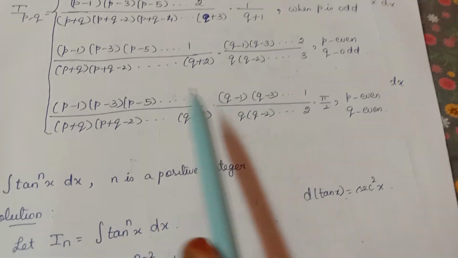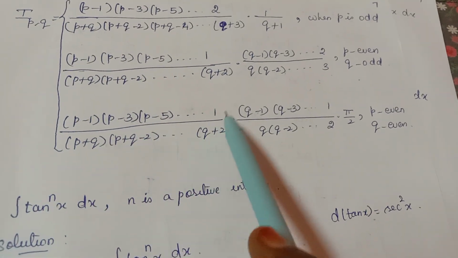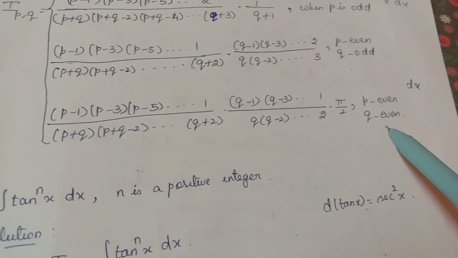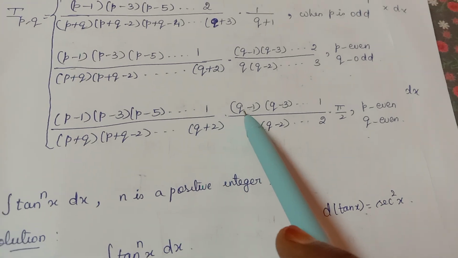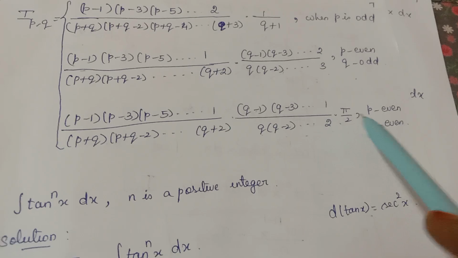And when both p and q are even, write the same thing: p minus 1, p minus 3, p minus 5, etc. up to 1, over p plus q minus 2, etc. q plus 2, into. For q even, it will take the form q minus 1, q minus 3, etc. up to 1, over q minus 2, etc. up to 2, into pi by 2.